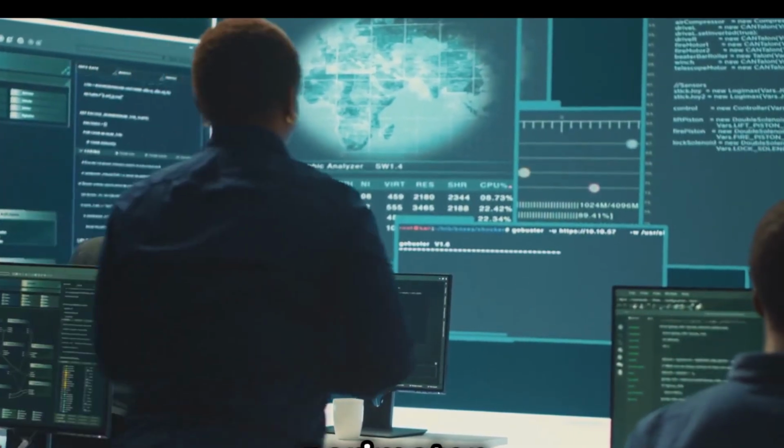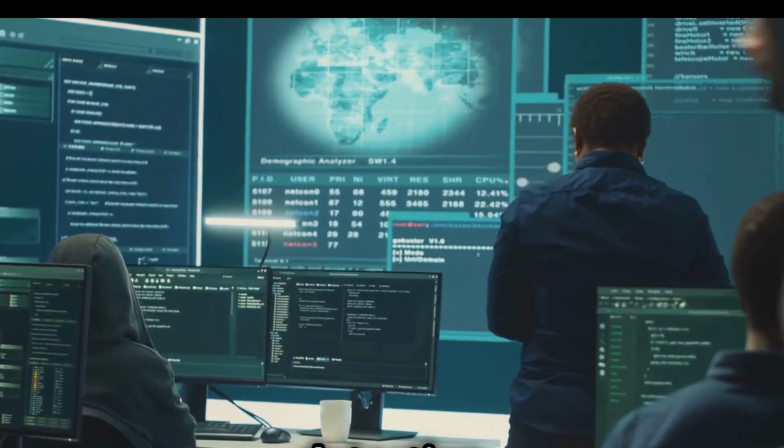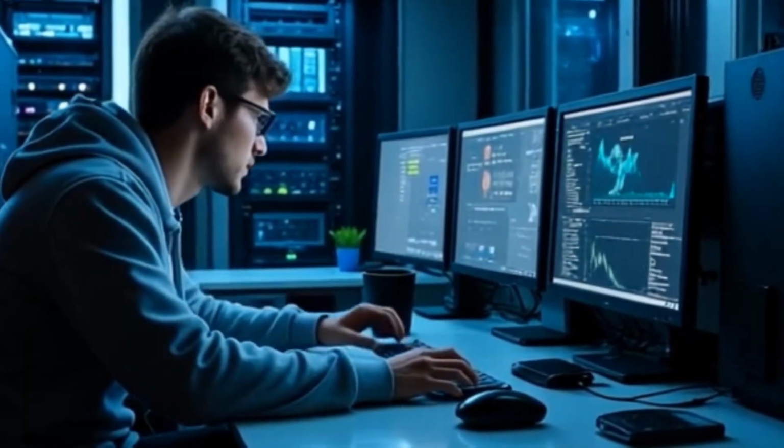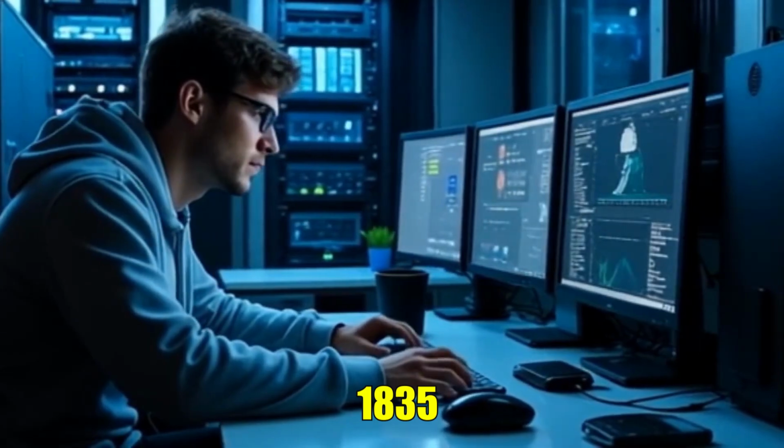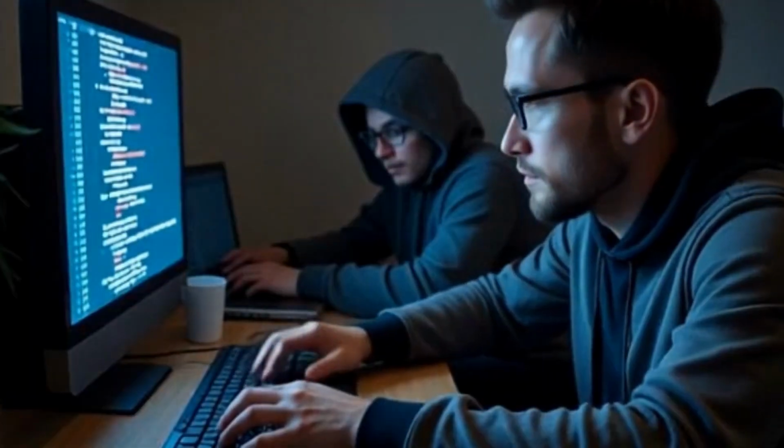Our guide for this journey is a fantastic resource from NIST, that's the National Institute of Standards and Technology, Special Publication 1835, Implementing a Zero Trust Architecture.